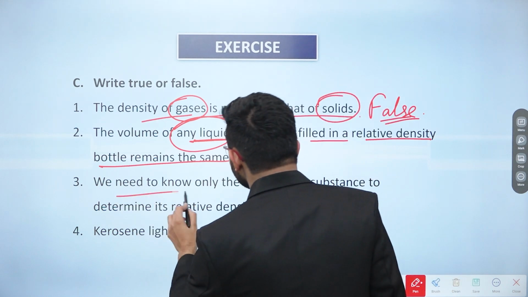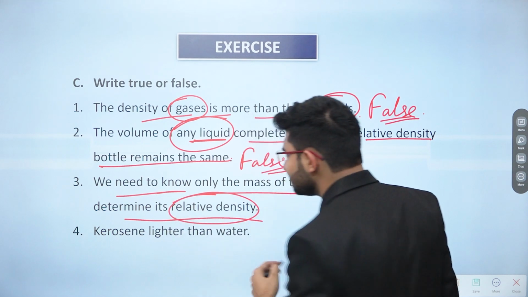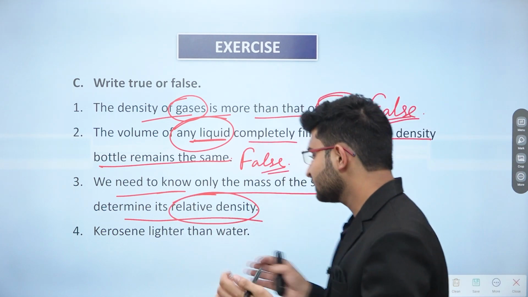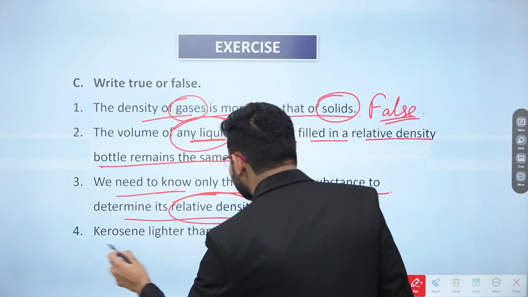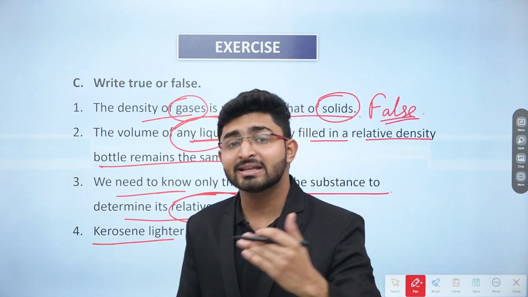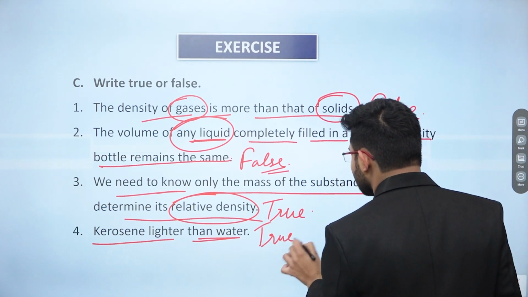After that, we need to know only the mass of the substance to determine its relative density. Yes, we can easily find out the relative density with the help of the mass of the substance. So this is a true statement. After that, kerosene is lighter than water. Yes, it is lighter than water because it has a lesser density than water, and that's why we can say it is lighter. So it's a true statement.